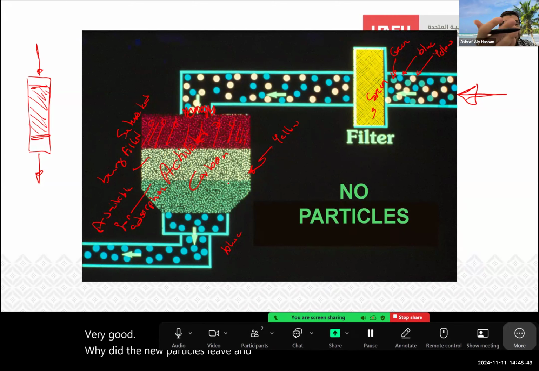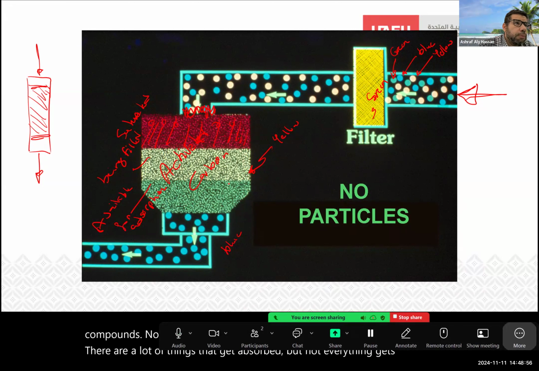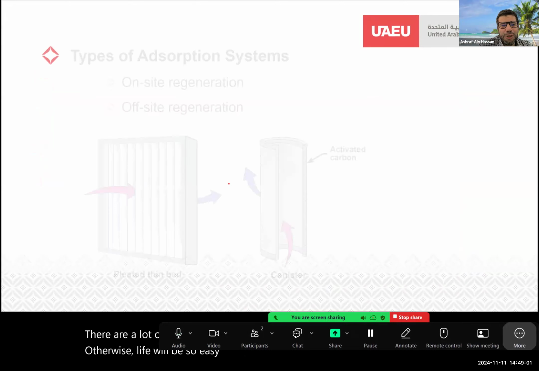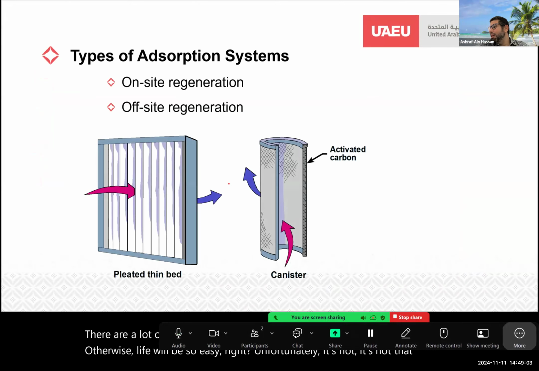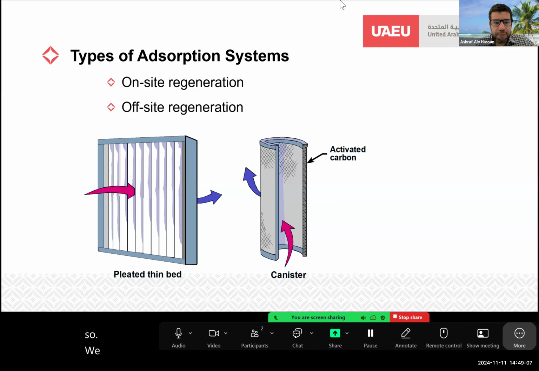In this case, it's just an example to show you that not every carbon, or not every adsorbent, has an affinity for all compounds. Not everything gets adsorbed. There are a lot of things that get adsorbed, but not everything. Otherwise, life would be so easy, right? Unfortunately, it's not. So we will just stop this video here, and in the next video, we'll be talking about the regeneration of carbon.